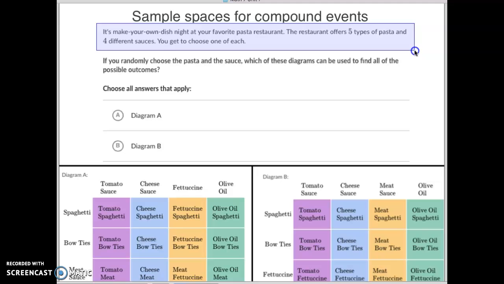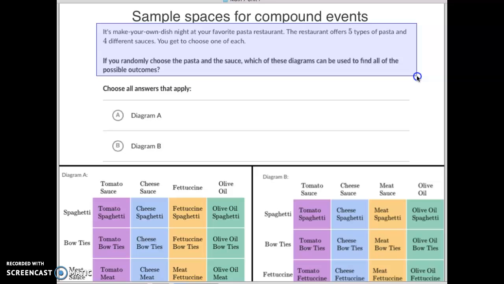You're going to make your own dish night. So it's called Make Your Own Dish Night at the Pasta Restaurant. You have 5 different types of pasta to choose from and 4 different types of sauces. Okay, we want to know which one of these two diagrams gives you all the possible outcomes.